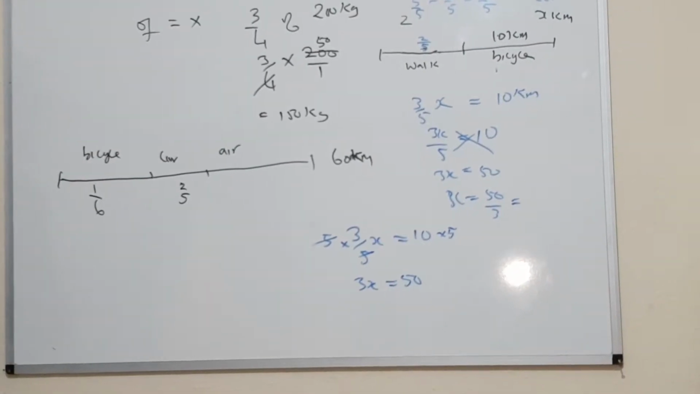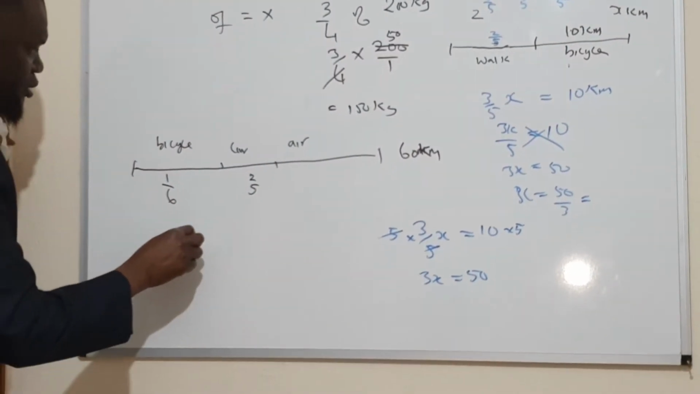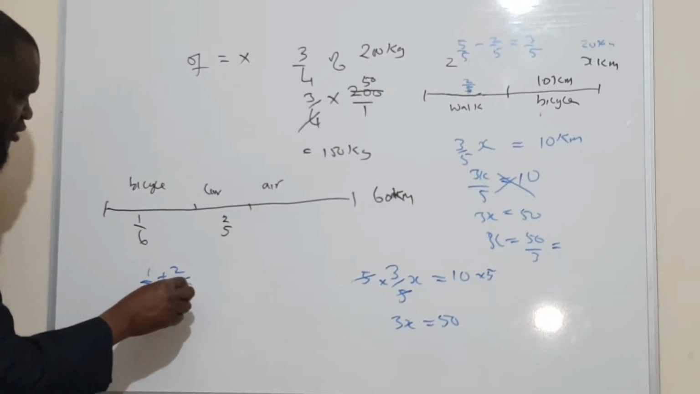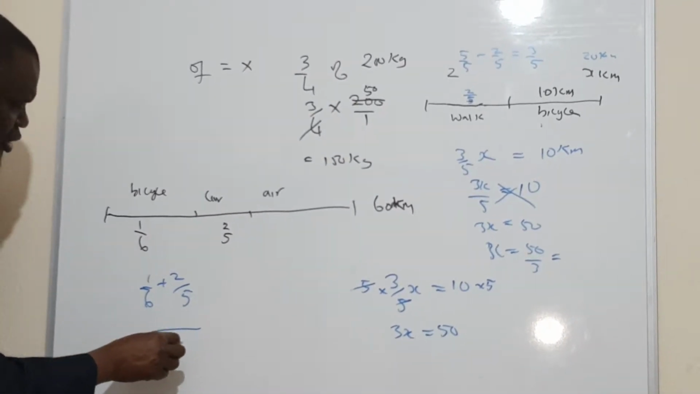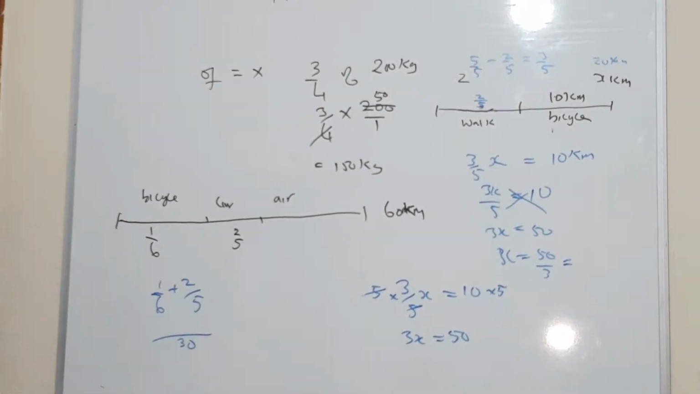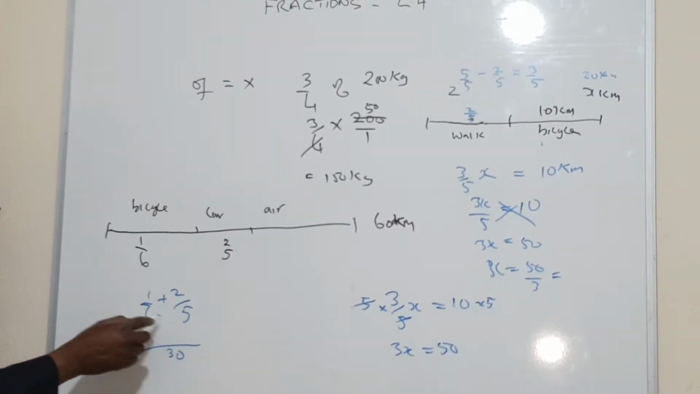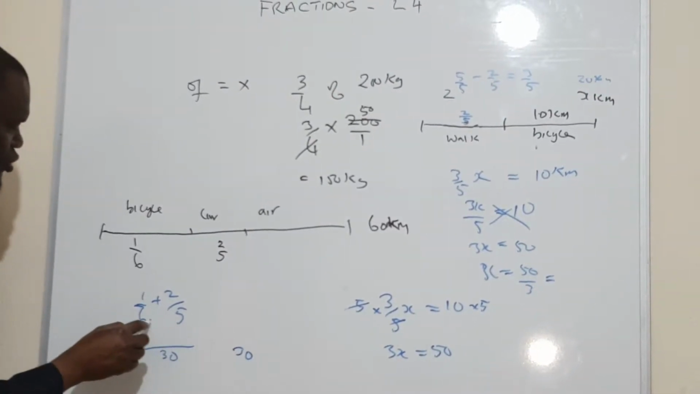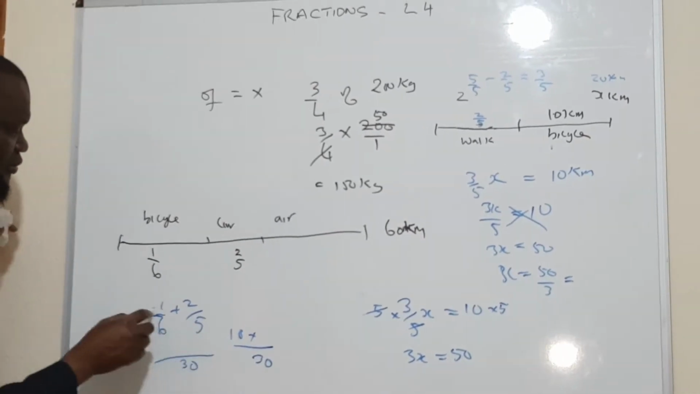Okay? 1/6 plus 2/3 is the total journey he traveled first. The LCM is 30. What did I teach you the other time? You cross multiply. 5 times 6 is 30. You cross multiply. 6 times 2 is 12, plus 5.